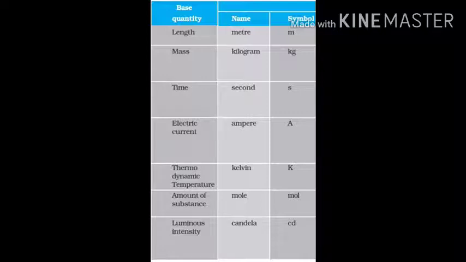Here is a list of these basic physical quantities and their names and symbols. Length in SI unit system is meter, symbolized by small m. Mass: kilogram, symbolized by kg. Time: second, symbolized by s. Electric current: unit ampere, symbolized by capital A. Thermodynamic temperature or temperature: unit Kelvin, symbolized by capital K. Amount of substance: unit mole, symbolized by mol. Luminous intensity: unit candela, symbolized by cd.